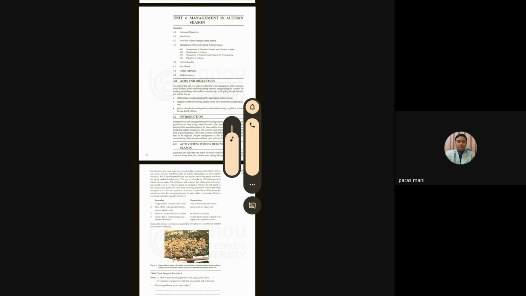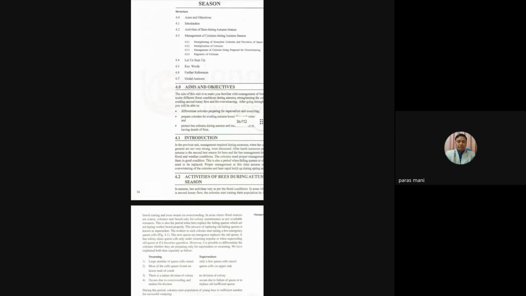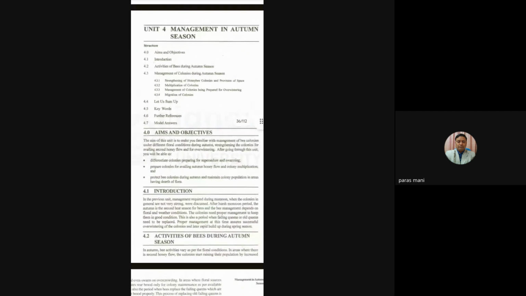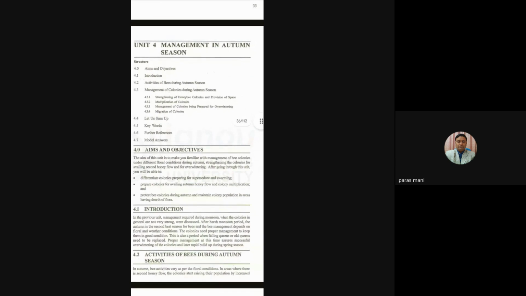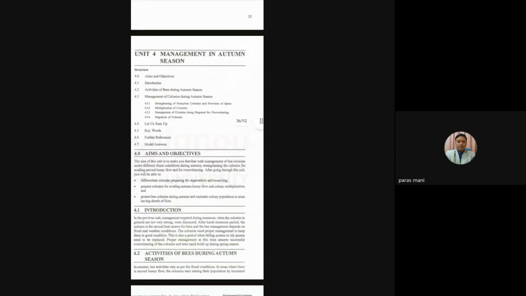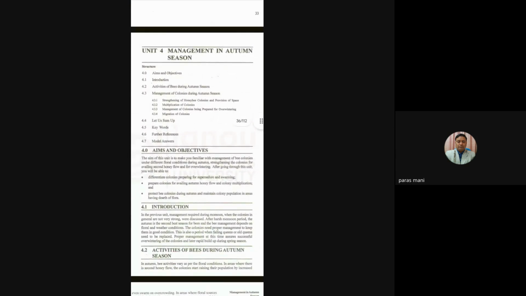Many aspects we have discussed already. In the autumn season, they have discussed swarming and supersedure. We have discussed it earlier. If you go through this study material, you can easily understand. I think we have a shortage of time. Everybody go through the study material. We have discussed most of the aspects in this. If you have any doubts, we can discuss it in the coming sessions.